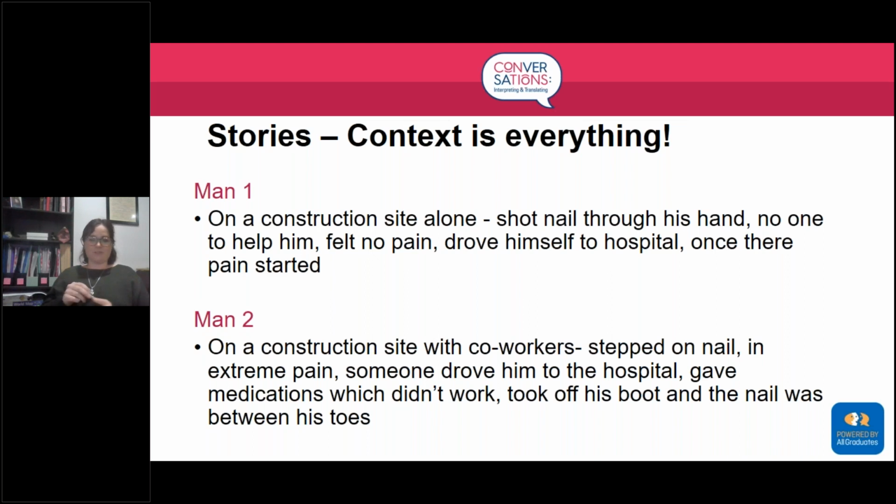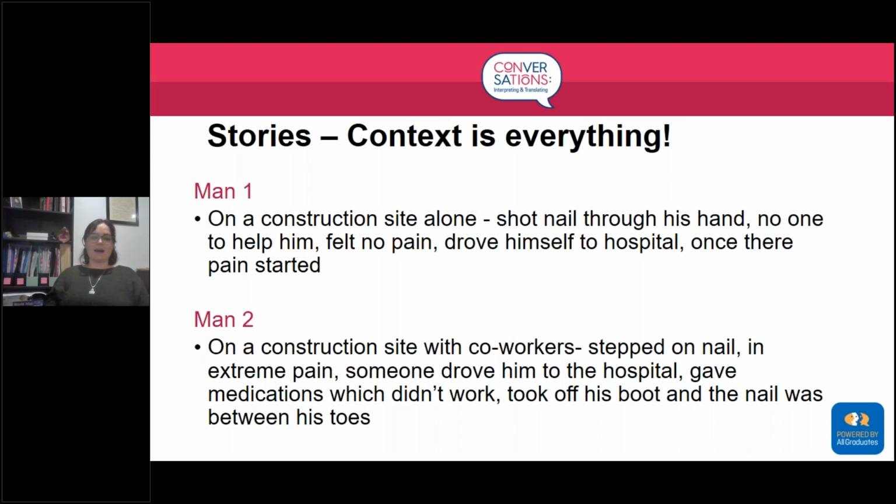So the first man, he's on a construction site, he's alone. He shoots a nail through his hand. So it's through his hand, it's come out the other side, but it's still in there. There's no one there to help him. So he drives himself to the hospital. He reports himself that he was very aware that the nail was through his hand and that was a bad thing, but he wasn't feeling any pain. But once he got to the hospital and he started speaking to people about it there, he started feeling extreme pain. That's because when he first injured himself, it was more important for him to drive himself to the hospital than it was for him to feel pain.